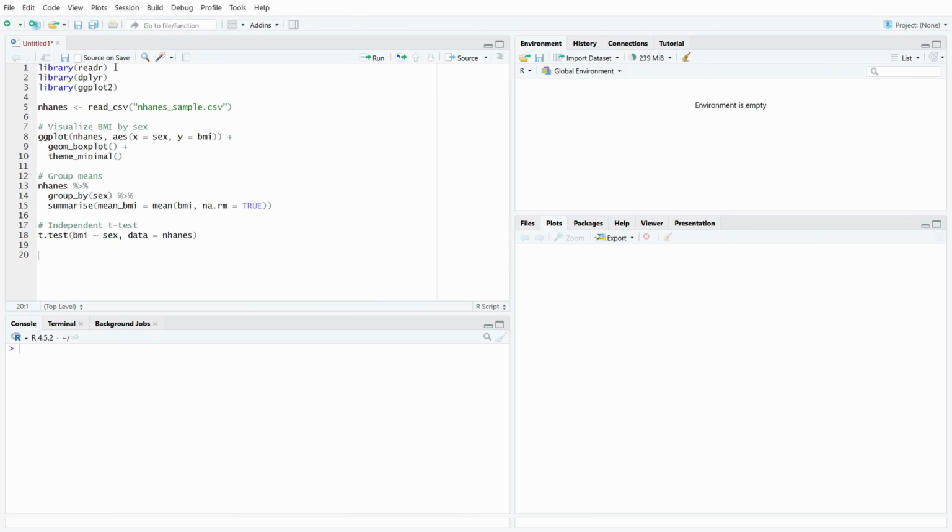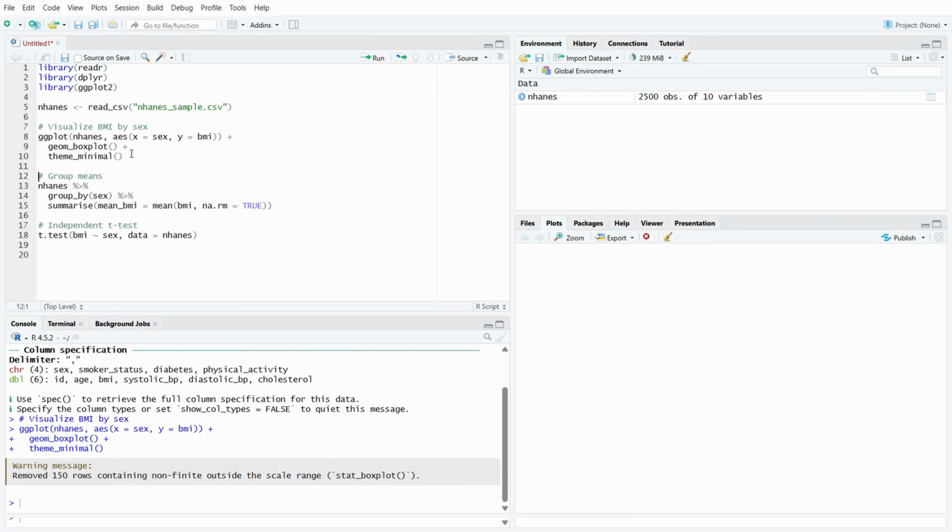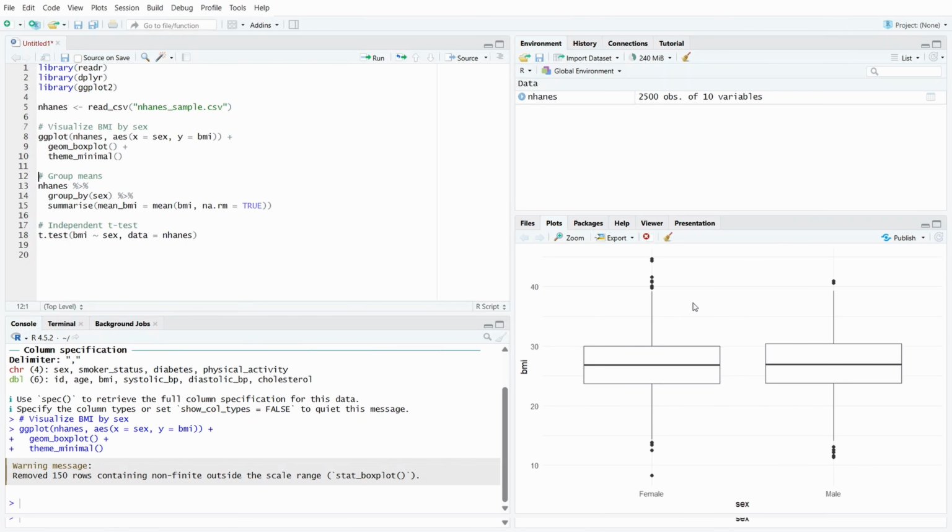As usual, we start by loading the necessary libraries: readr to import the dataset, dplyr for data manipulation, and ggplot2 for visualization. Then we load our NGENS sample dataset. First, we create a box plot of BMI by sex. This gives us a visual sense of whether BMI distributions look different between males and females. In public health research, visualizing group differences is an important first step before running statistical tests.